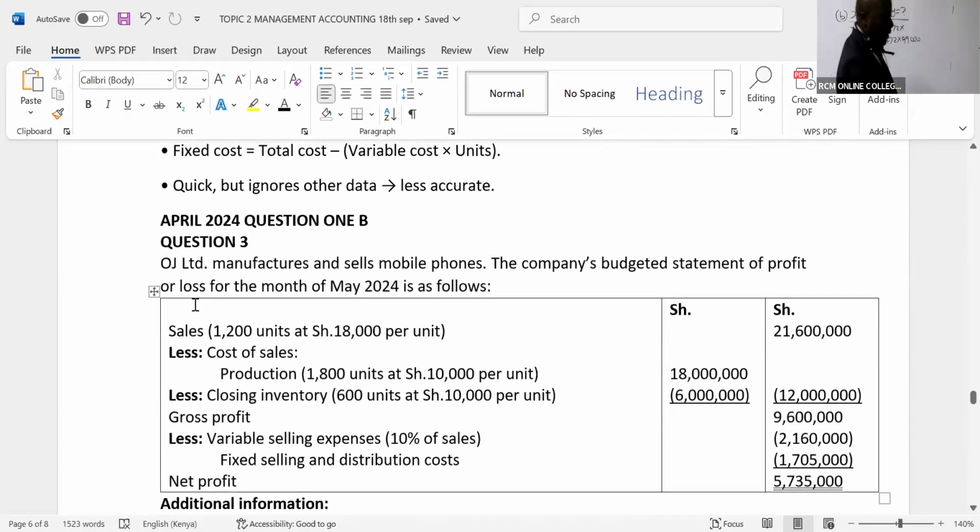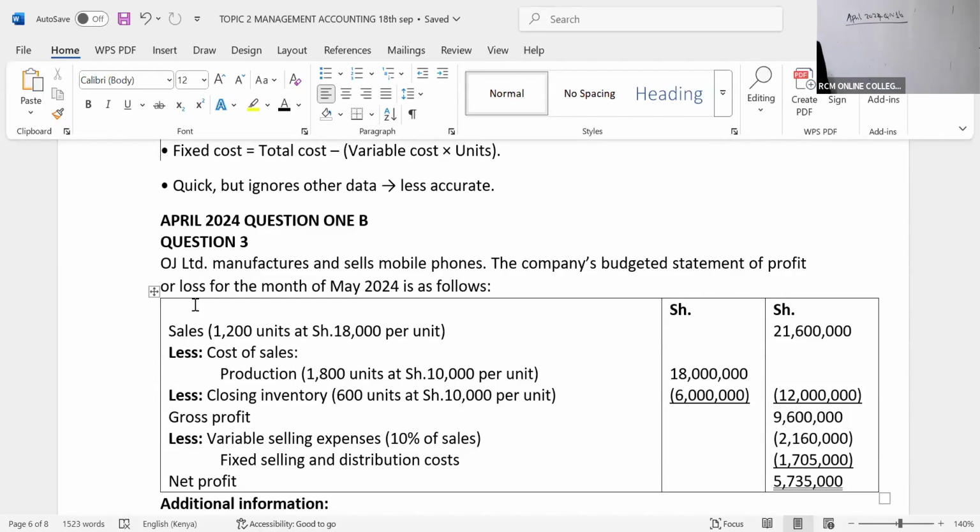Yeah, it is up there. It's April 2024, question number 1B.